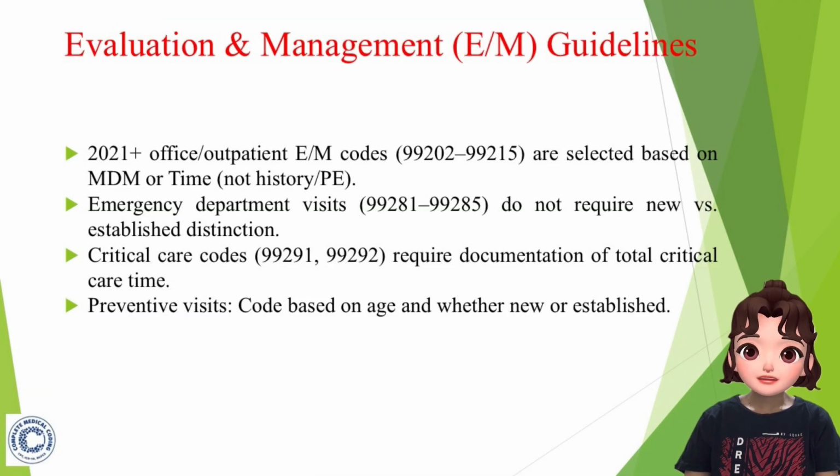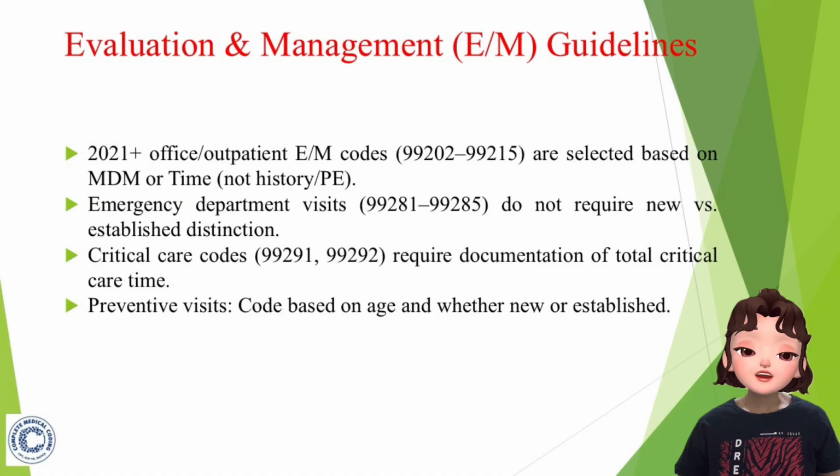Now, E&M guidelines, evaluation and management guidelines. What are the important E&M guidelines? In 2021, the E&M guidelines were changed. From 2021 onwards, office or outpatient E&M codes, in the range 99202 to 99215, are selected based on MDM and time, not history or problem-focused examination. Before 2021, all the key components were present: history, examination, medical decision making, and time. But now, since 2021, you have to focus only on medical decision making or time.